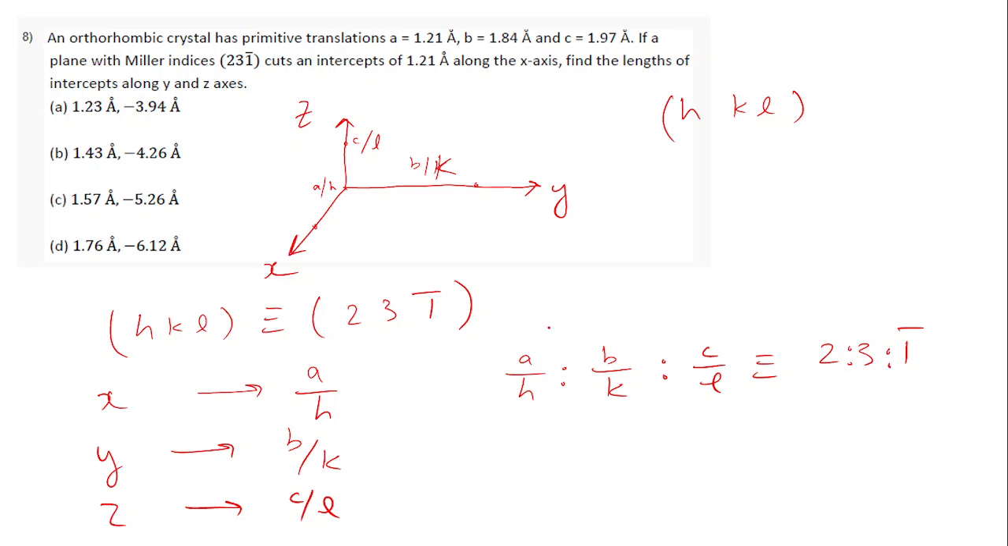That means since we have already been given the A, B, C values, I can keep 1.21 divided by h is equal to 2. That means h is equal to 1.21 by 2.